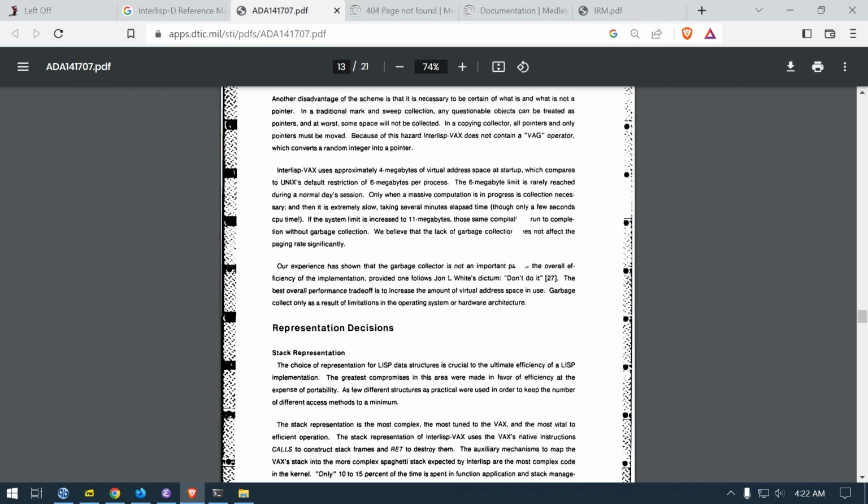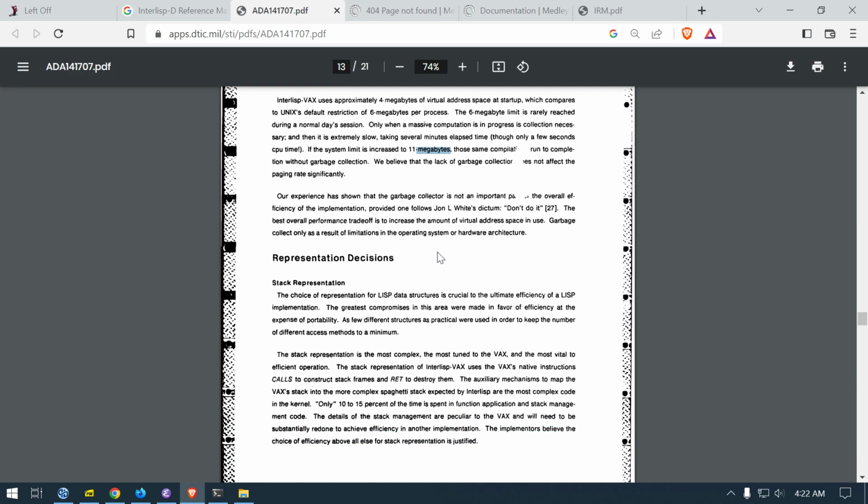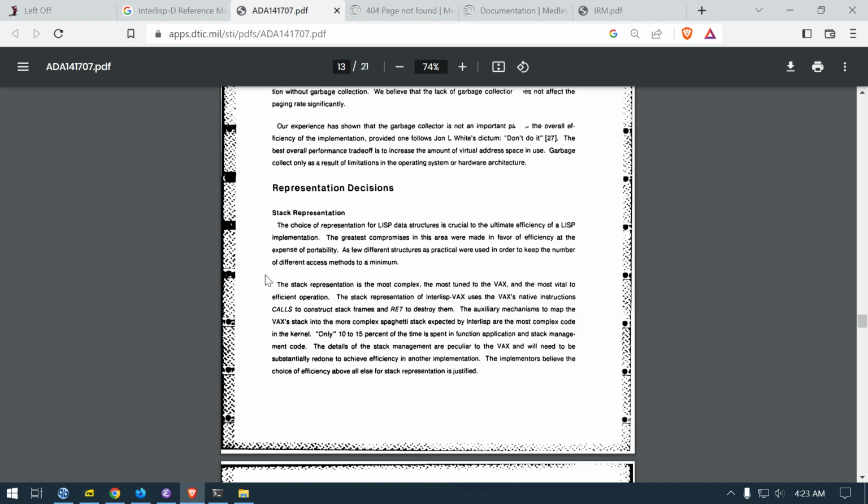And how much for the garbage collection, do you want to do the garbage collection? I think that's what this section is talking about, when it's like 6 megabytes or 11 megabytes. They were trying to not do any garbage collection until it was absolutely necessary, so it wouldn't slow stuff down. Don't do it until you have to, pretty much.